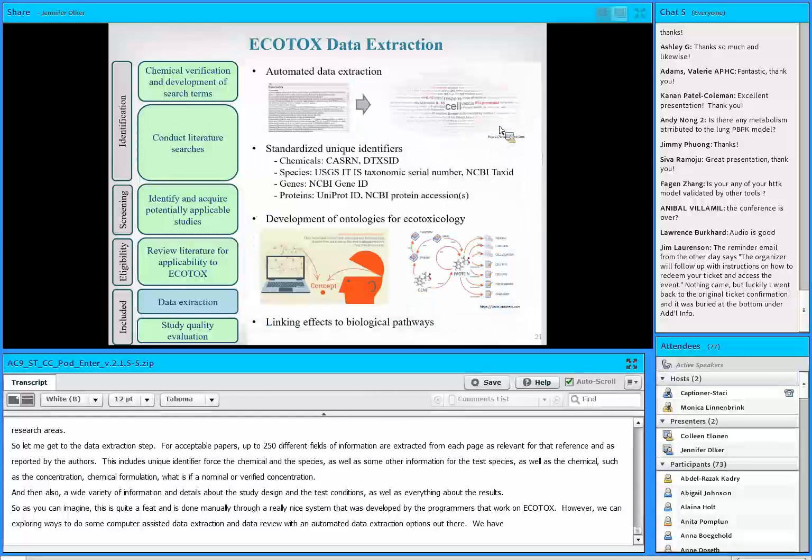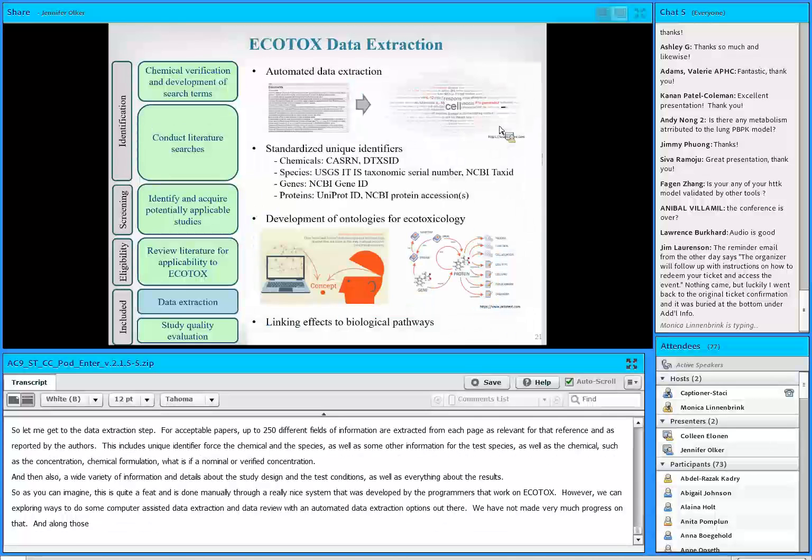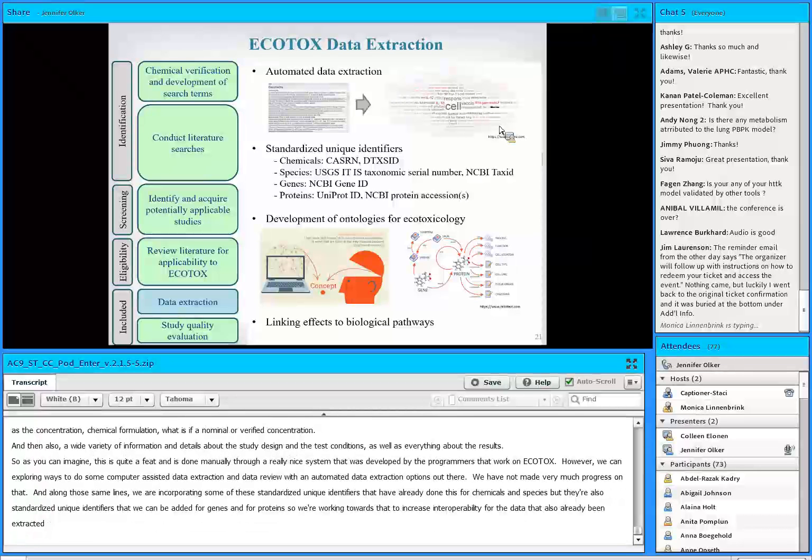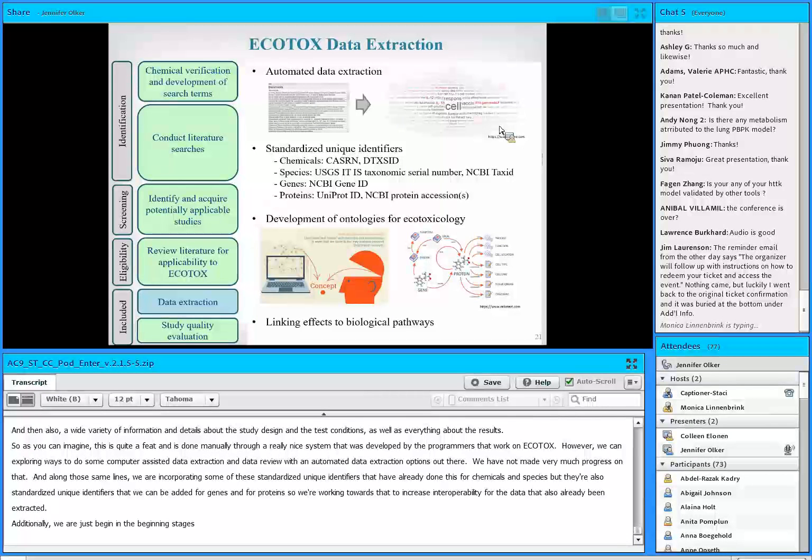And along those same lines, we are incorporating some of these standardized unique identifiers. We've already done this for chemicals and species, but there are also standardized unique identifiers that we can be adding for genes and for proteins. So we're working towards that to increase interoperability for the data that has already been extracted. Additionally, we are just in the beginning stages of developing an ECOTOX ontology, and the ultimate goal of linking the effects in ECOTOX to biological pathways, as well as all of the other wealth of data that are available.